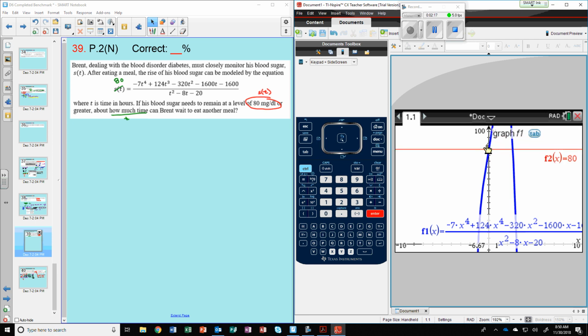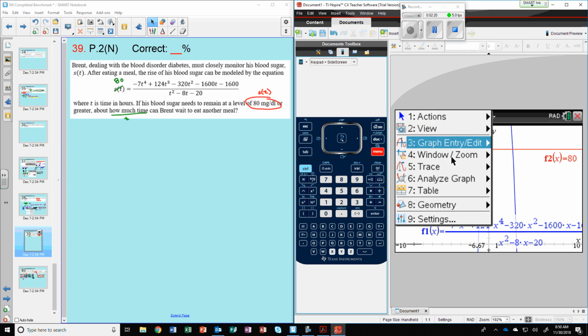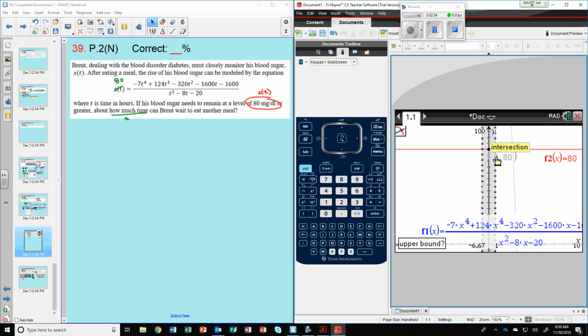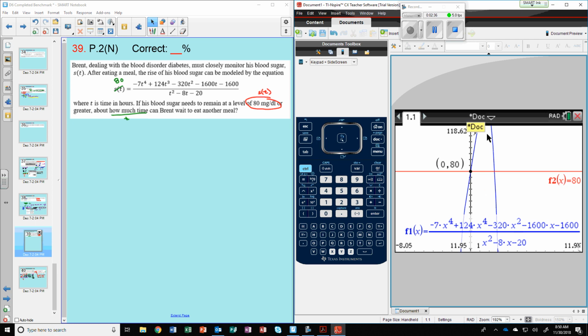Now the reason insolve wouldn't do you any good is that insolve would always give you the intersection that's closest to the y-axis, which is occurring at 0. That means at time 0, my blood sugar is at the right amount. Well, that doesn't solve it. I want to know how much time I can wait to eat another meal. So all in here, I'm okay because my blood sugar is at least 80. It needs to remain at a level of 80 or greater.